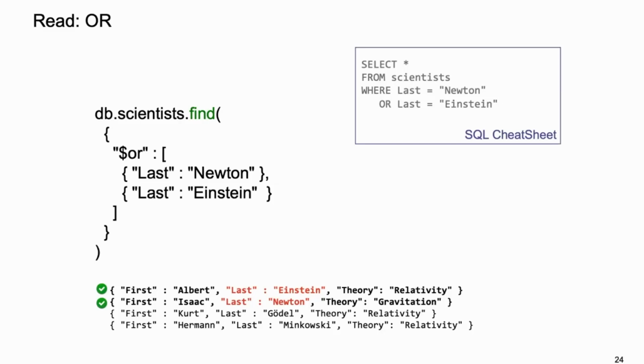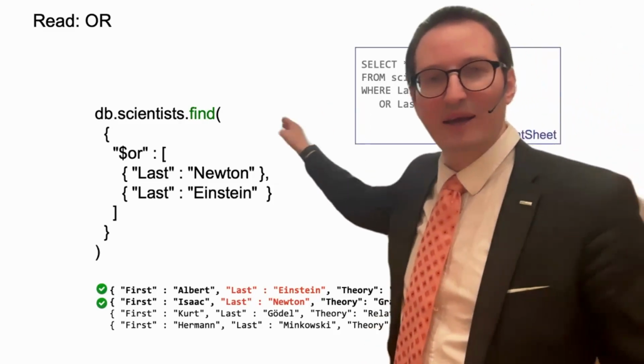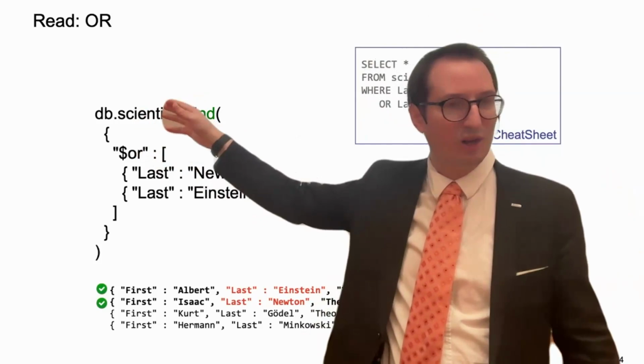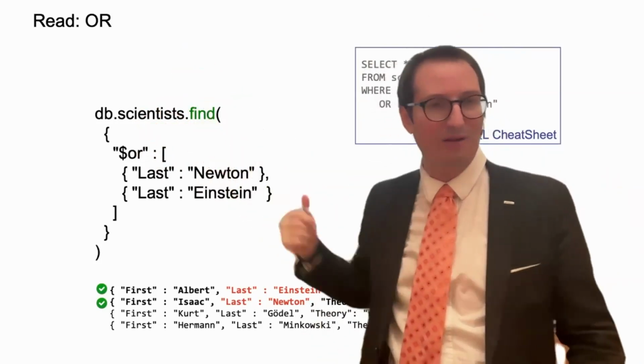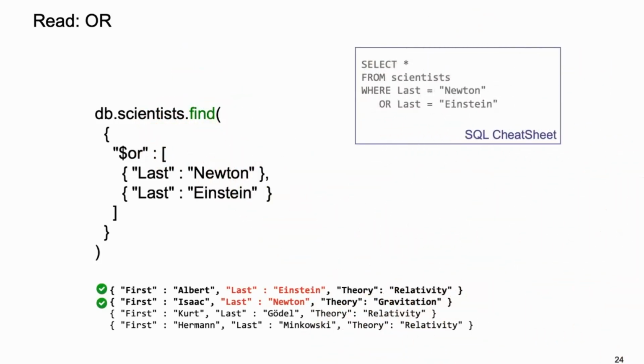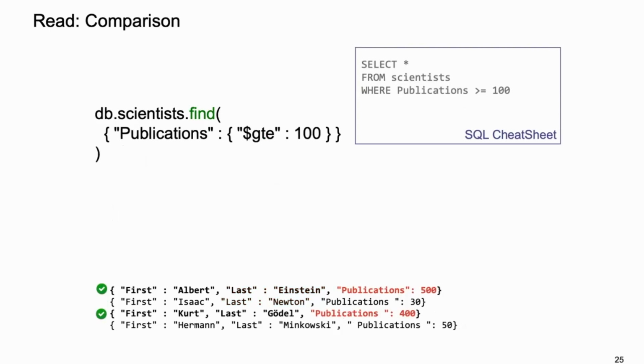And of course, in SQL, you would just put an or, and again, if you have a higher level query language like JSONic on top of this, then you would have also more symmetry between the and and the or.